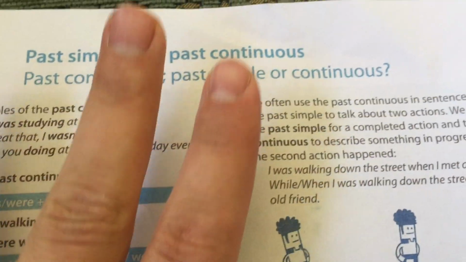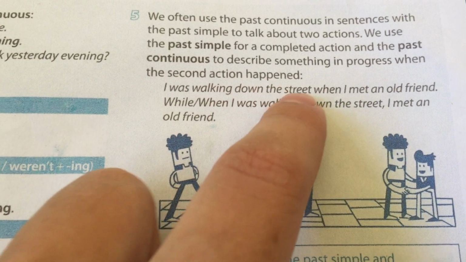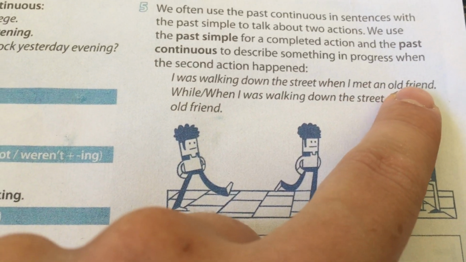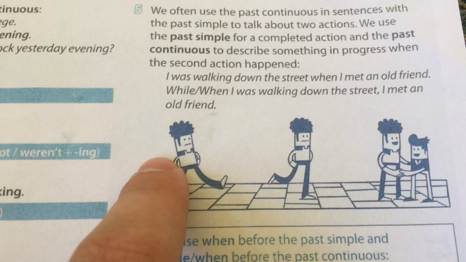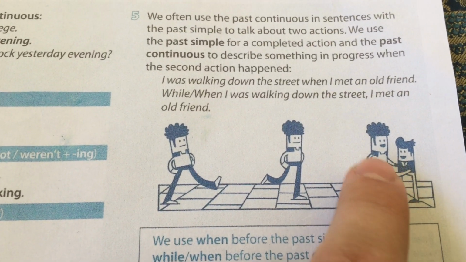What exactly is the past continuous tense? Let's have a look at this sentence. I was walking down the street when I met an old friend. You can have a look at the picture. I was walking down the street when I met an old friend.